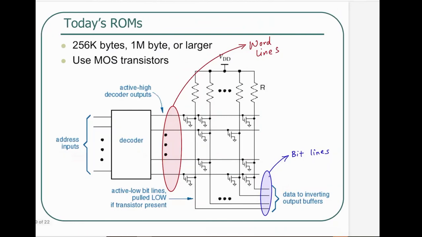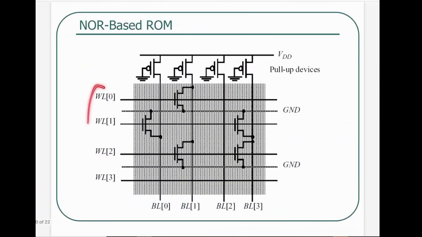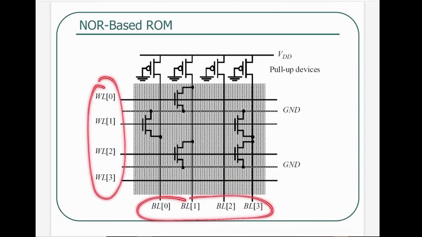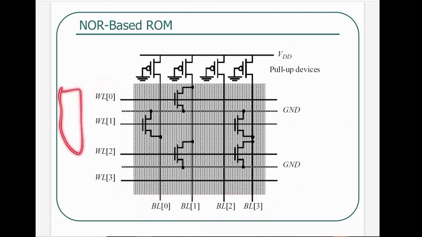So that's exactly what we are showing here, right? Word lines are over here, bit lines are over here. There is a decoder over here, which is generating those word lines as the output. It's taking in an address input and giving out the word lines, making sure that only one word line can be active at any given time. But that's not being shown here.